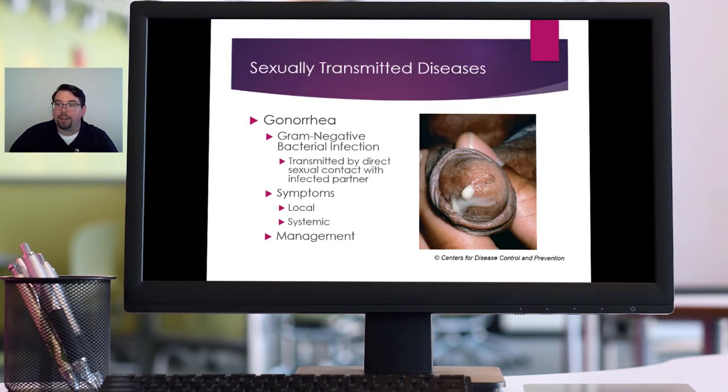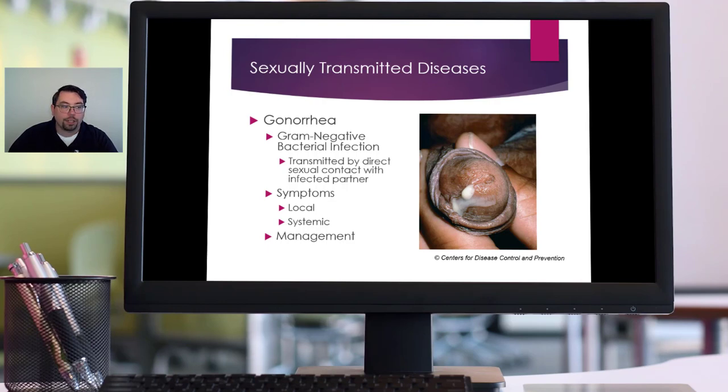Gonorrhea, it's a gram-negative bacterial infection transmitted by sexual contact. Most of the symptoms that you're going to see with gonorrhea are going to include localized things like discharge, painful urination in men. You may also see issues with prostate or other urethral structures. The majority of women that contract this disease have actually no pain or even minimal discharge. In some cases, symptoms include urinary frequency, vaginal discharge, fever, and abdominal pain.